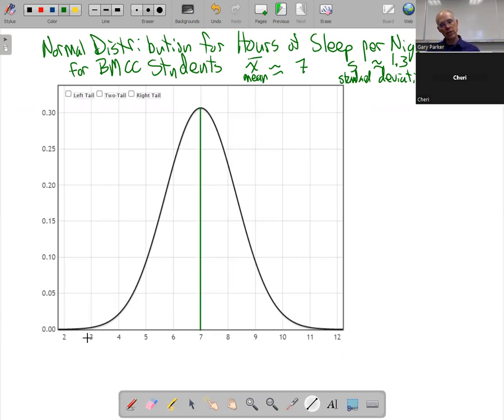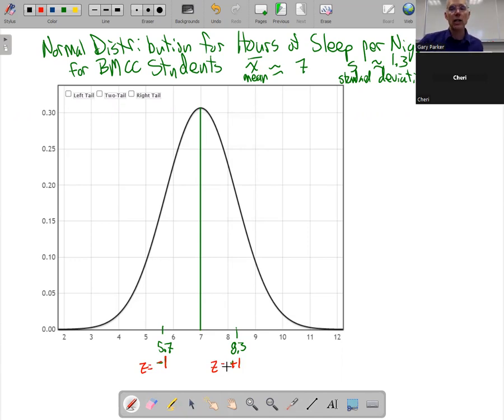In StatKey, the scale is not always going to match the numbers you're working with, but the scale will be accurate in its own way. Now, if I go 1.3 to the right, that should put me at 8.3, which would be about right here. So 8.3 would be 1 standard deviation to the right. And if I go to the left, that would put me around here at 5.7 hours of sleep. That would be minus 1 standard deviation. And when we count by standard deviations like that, so this number -1 and this number +1, those would be z-scores.